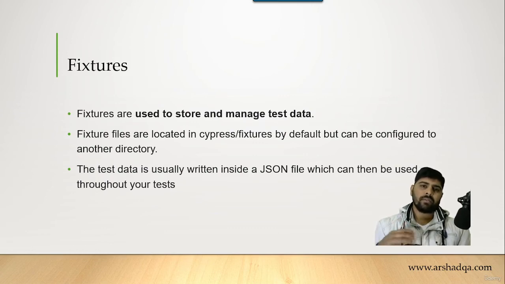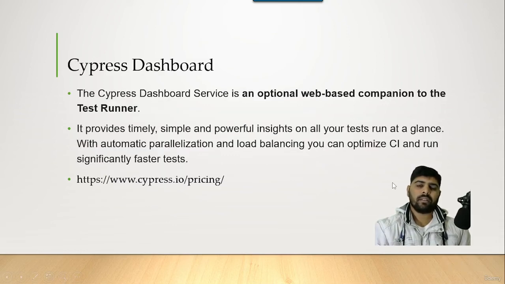Then we discussed how we can use fixtures. Fixtures are used to store and manage test data. If you explore the project, you can see the fixtures folder is located in cypress/fixtures by default, but we can configure another directory too. Test data is usually written inside a JSON file, which can be used throughout your tests. It is convenient and provides reusability, because we have a common place. If anything changes, for example the password, we need to change it in only one place and do not need to update all the test cases. So this was a little bit about fixtures.